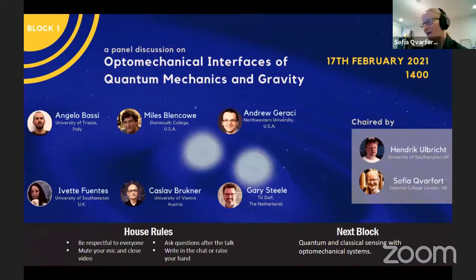The format for today is as follows. We'll first start with an introduction by the speakers about themselves and their work and how their work and their thoughts relate to the topic of this panel discussion, which is optomechanical interfaces or quantum mechanics and gravity. Afterwards, we'll go through three questions that are relevant to this topic. And then as the last stage of this panel discussion, we will take questions from the audience.